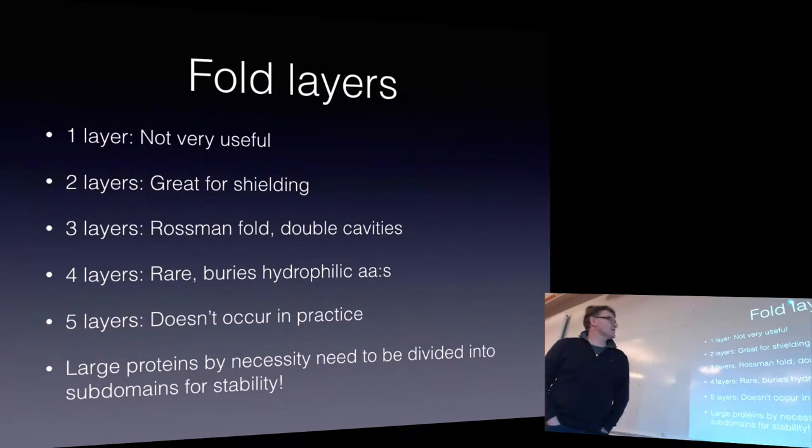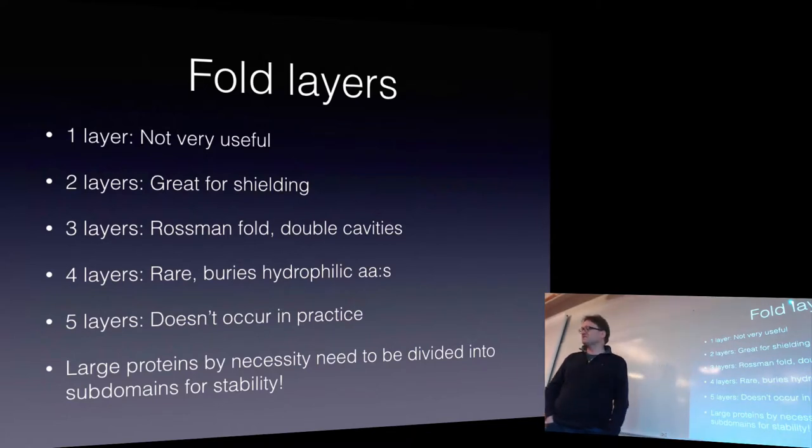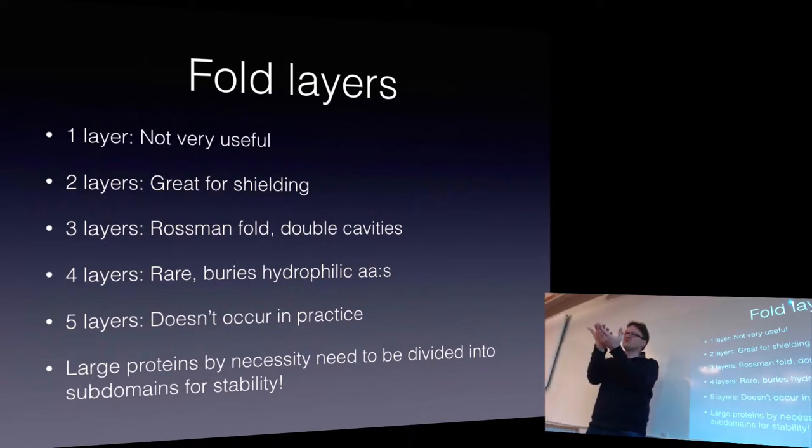So we already spoke a little bit about these layers. The problem with one single layer, it's by far the most simple structure you can imagine, but you can't really do anything with it, right? One floppy beta sheet. The first thing is that it's going to be floppy, like a piece of paper.